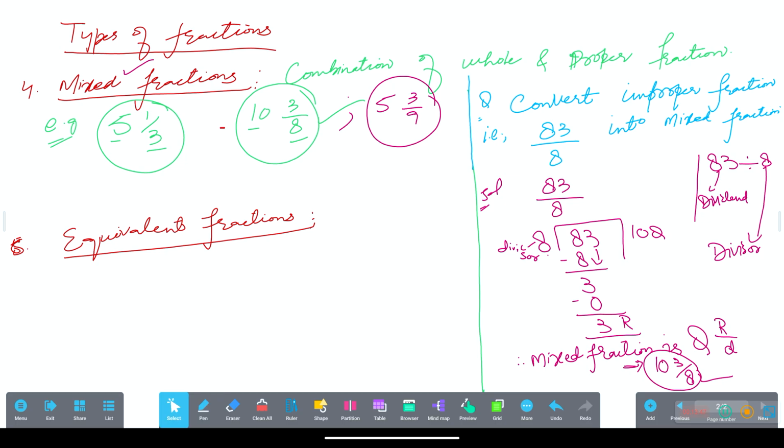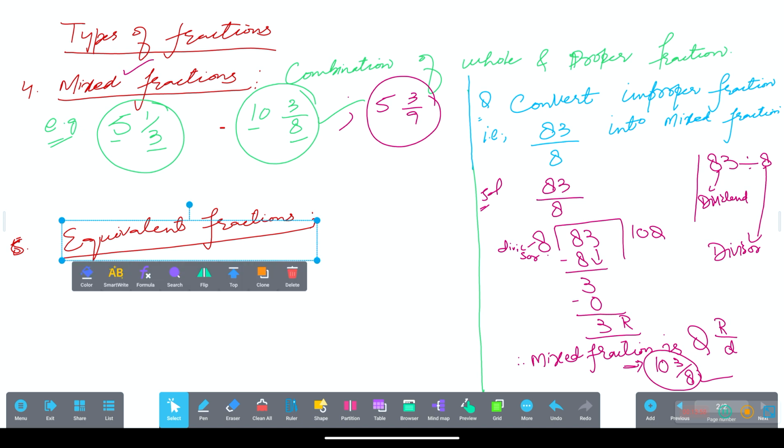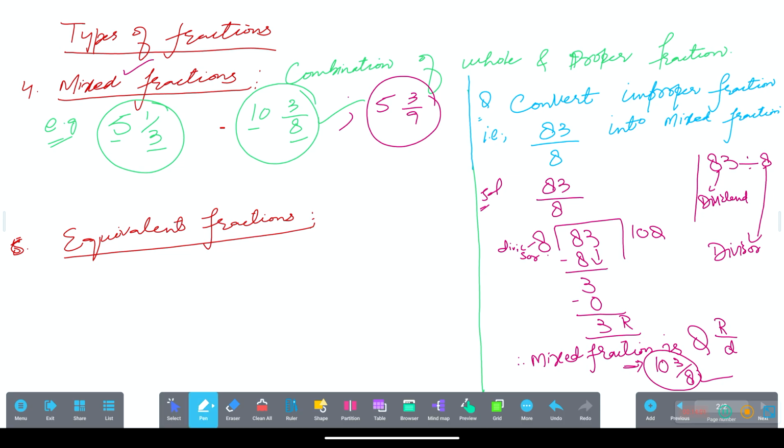Now one more type of fraction here is equivalent fractions. One of the important topics as well. So we will come to it. The word equivalent suggests something that will be equal. Remember, every fraction has infinite possibilities to get those fractions whose value will be the same as the original. Suppose I take the fraction 1 by 2. When you find its value, it will be equal to 0.5.